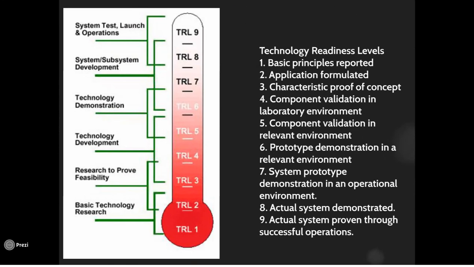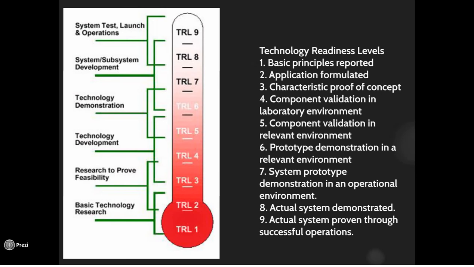Now, I really like the technology readiness levels that have been implemented by NASA. So the technology readiness levels in NASA basically go from 1 to 9, with 1 being the lowest. It's actually just the basic principles are reported, and 9 being the system's gone through many successful operations. It's been tested, it's been used, it's pretty much a done deal. And it goes anywhere in between, from 1 to 9.